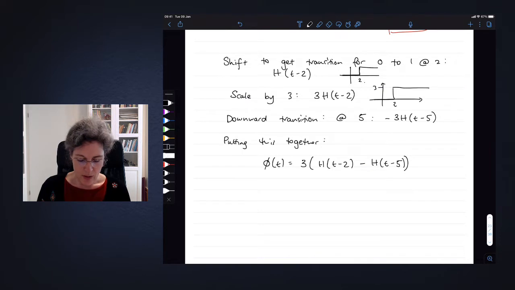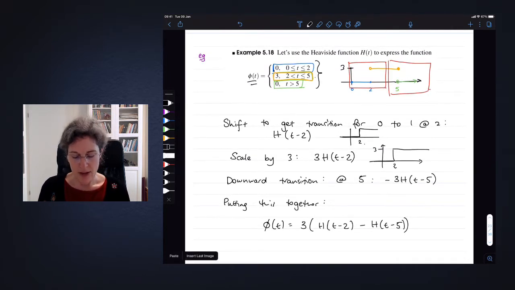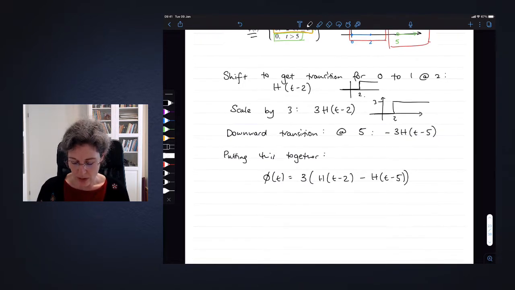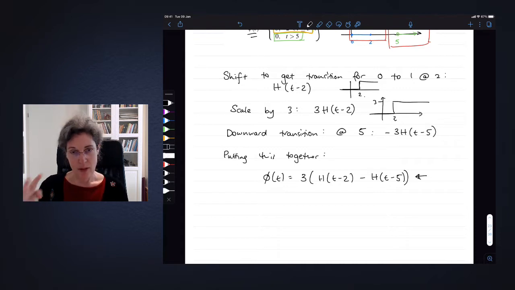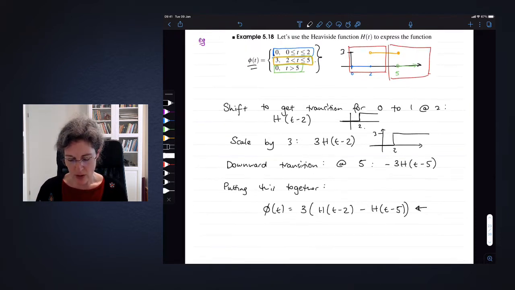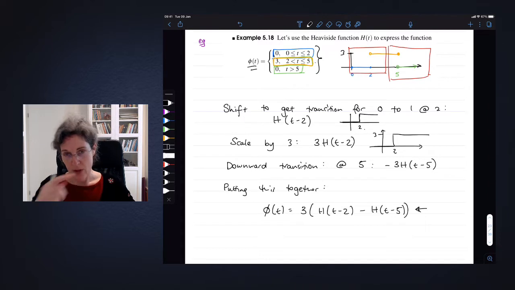Which in some ways is not as easy to understand as this piecewise function, but when it comes to computations, it's going to be really useful to have a single equation that defines that function for us. Okay, so that's the basic idea of our Heaviside function, and you can imagine that you can build up pretty much any sort of step profile that you would like, with different magnitudes and stuff, by simply shifting and scaling your Heaviside functions and adding them and subtracting them as you need to.